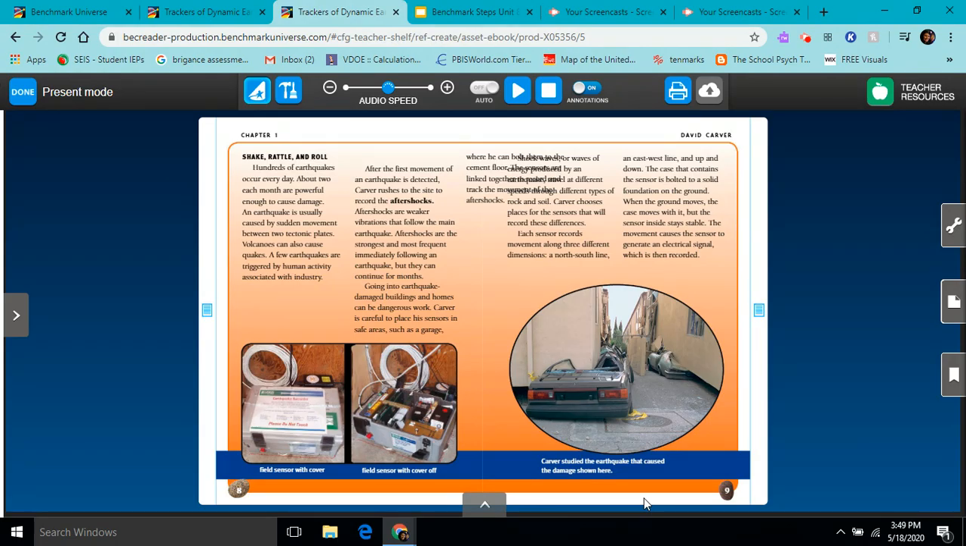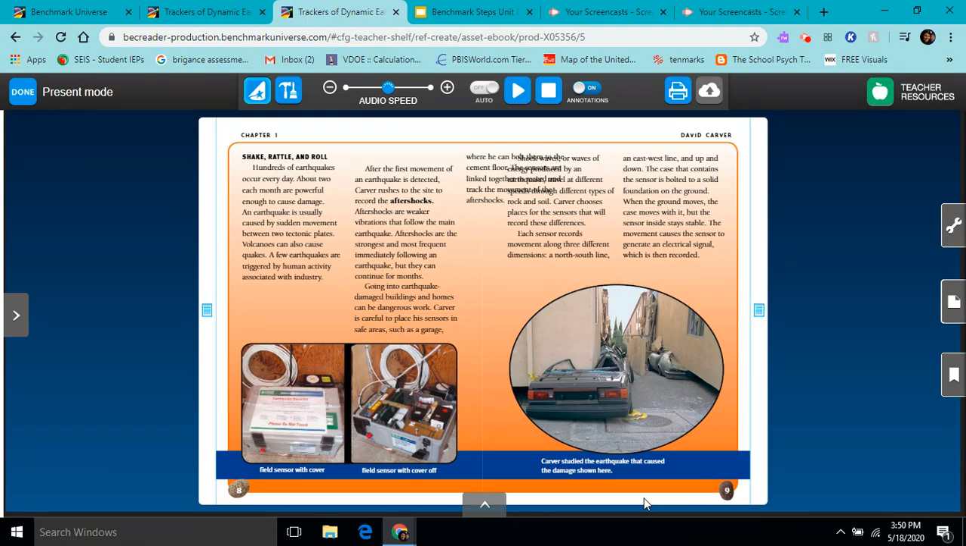And we're focusing on David Carver, the man who studied earthquakes. So we're going to look at the 2 questions that we have. The first one involves inferencing. And the question is, after reading page 8, what inference can you draw about the strength of most earthquakes?